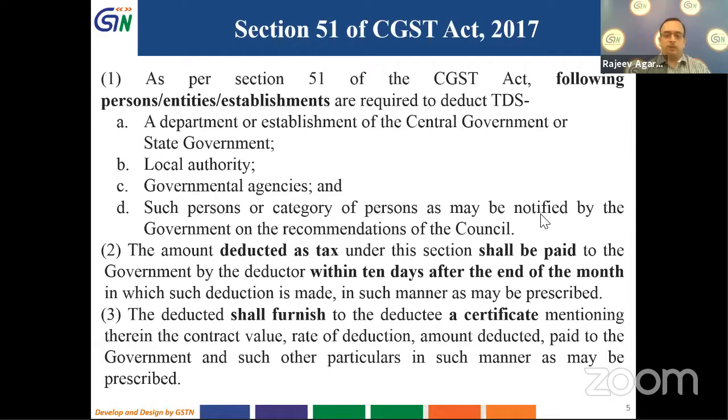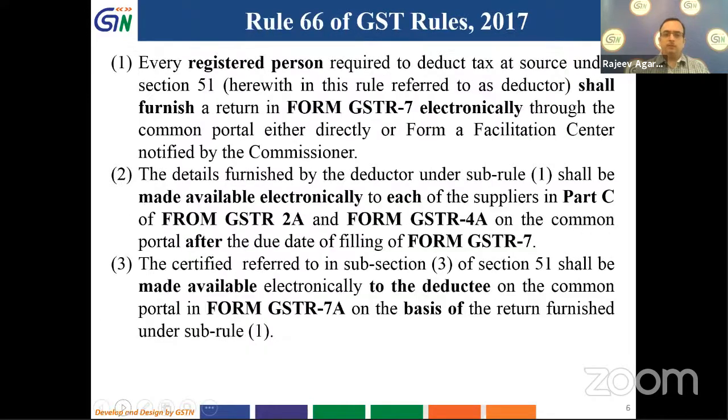So supposing we are in the month of October 2018, then if we have deducted any tax in the month of October 2018, then I have to pay that amount to the government by 10th of November 2018. Then the deductor has to furnish a certificate therein mentioning the contract value, rate of deduction, amount deducted and paid, etc. So this is Section 51.